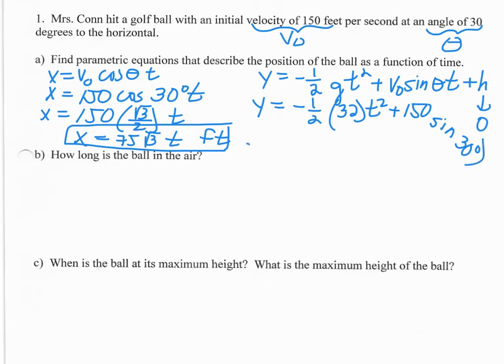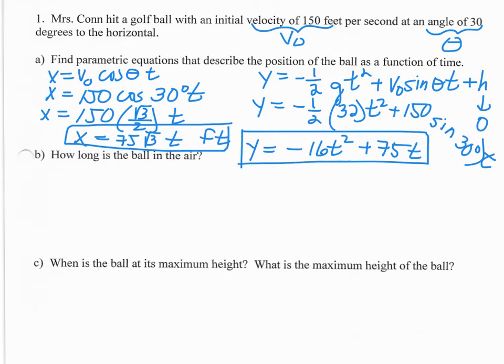Okay, so we clean it up again. I get negative a half of 32, which is negative 16, t squared. Sine 30 is a half, and half of 150 is 75. Oh, you know what? I forgot my t. Let me sneak a t up here and a t in here. Okay, so this is my y equation in terms of time t.